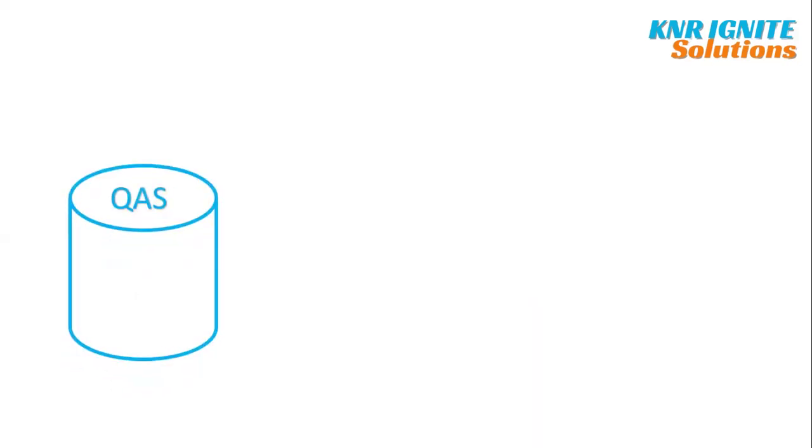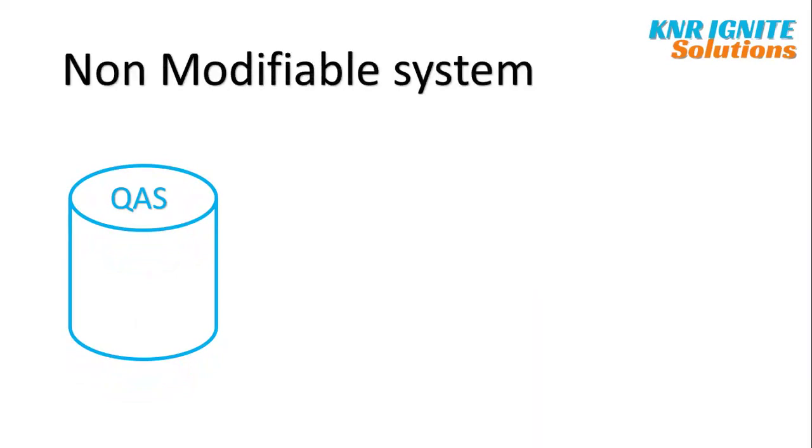Let's understand the next system. The next system is your quality system, which you also call QAS. Whenever we say QAS, that is your quality system. This is a non-modifiable system, whereas your development system was modifiable. Non-modifiable means we can't make any changes directly in the quality system, and we also don't recommend making any changes in it.